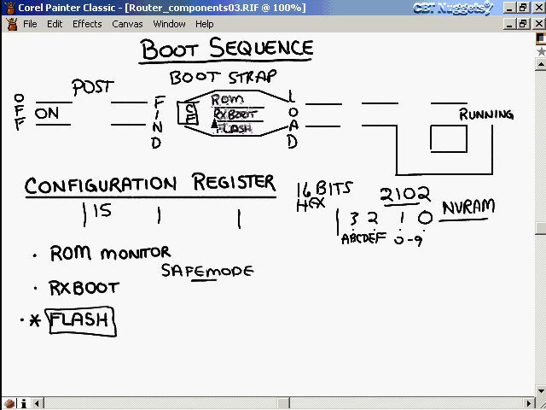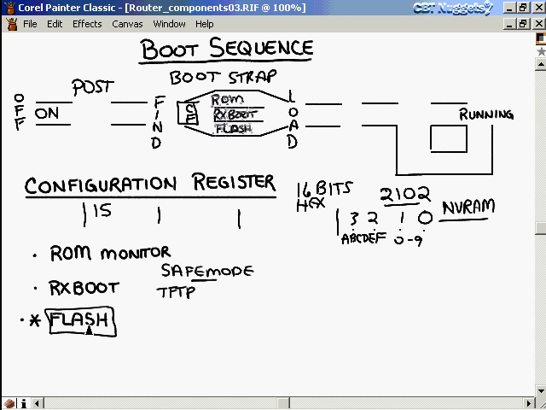Then we have the RX boot. This is another IOS image, very small again, and what it's mainly used for is to download IOS images onto the router. In other words, you could TFTP an image from the Cisco site onto the router using the RX boot mode. And then we have flash memory.